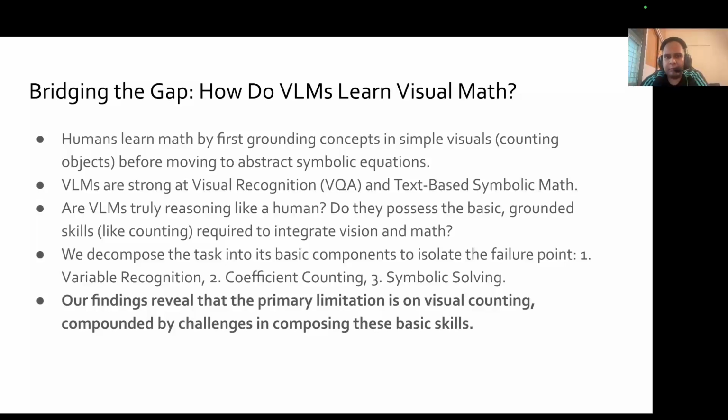For this, we try to decompose the task into some basic components like we mentioned before. We have three major tasks here. Variable recognition: are we able to map visual objects to a variable, to an abstract symbol? Secondly, counting: counting the number of objects to get the coefficients to solve those equations. And thirdly, once we have those equations, we obviously need to solve them. A bit of a spoiler alert, we find that the primary limitation for VLMs comes from its inability to do visual counting, and when we compound it with existing reasoning capabilities to solve math problems, we see a decline in performance.